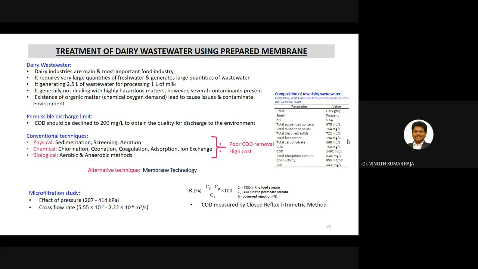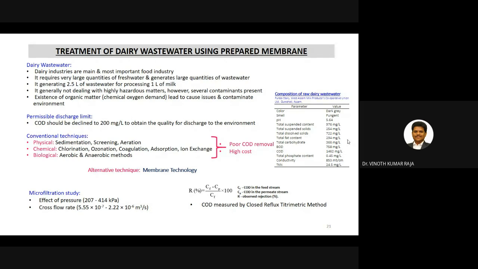As we saw in oily wastewater treatment, there are several conventional techniques also available in dairy wastewater treatment, such as physical, chemical, and biological. Physical treatment includes sedimentation, screening, aeration, and chemical techniques include chlorination, ozonation, coagulation, adsorption, and ionizing. The biological techniques include aerobic and anaerobic methods. These are the conventional processes, but membrane technology is one of the emerging technologies. It performs well and is economical compared to the conventional technology.